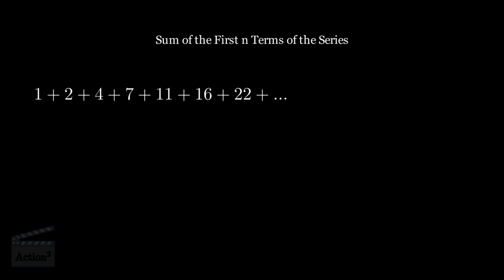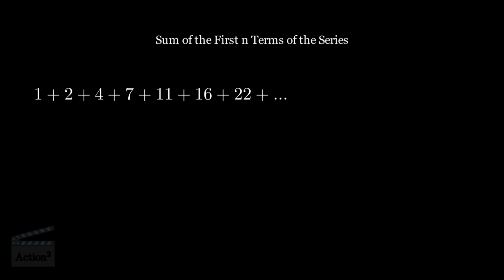Our series 1 plus 2 plus 4 plus 7 plus 11 plus etc. is not an arithmetic series, as there is no constant difference between two adjacent terms, neither a geometric series, no constant ratio between two adjacent terms. Thus, to calculate the sum of its first n terms, let's see if there is a rule governing the series.